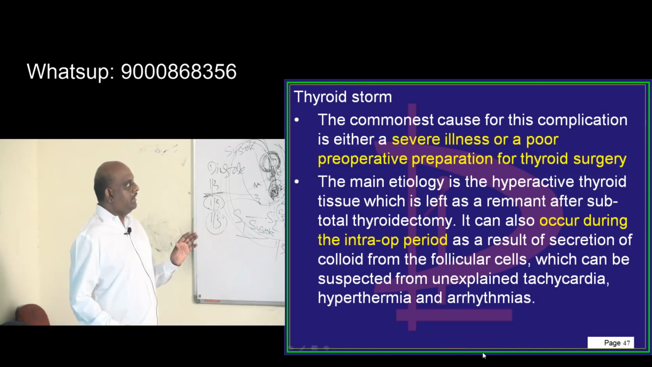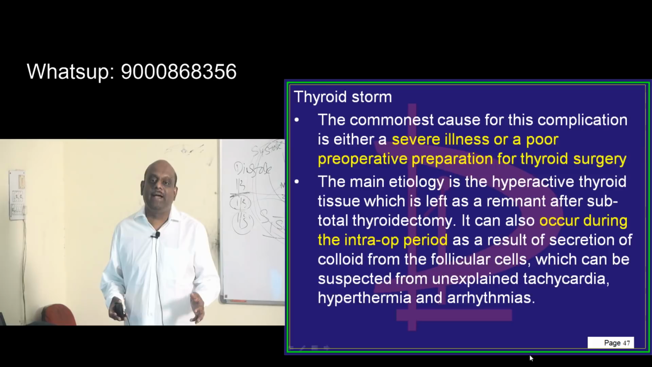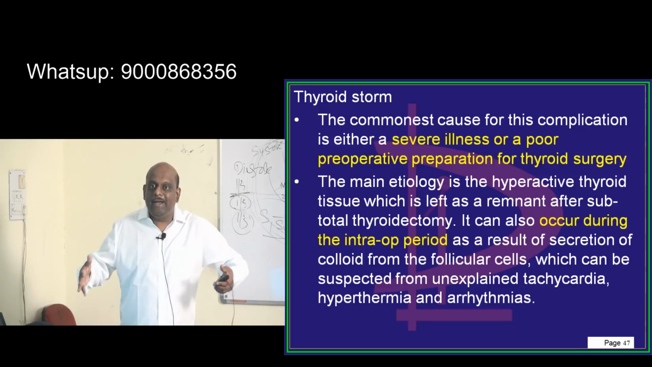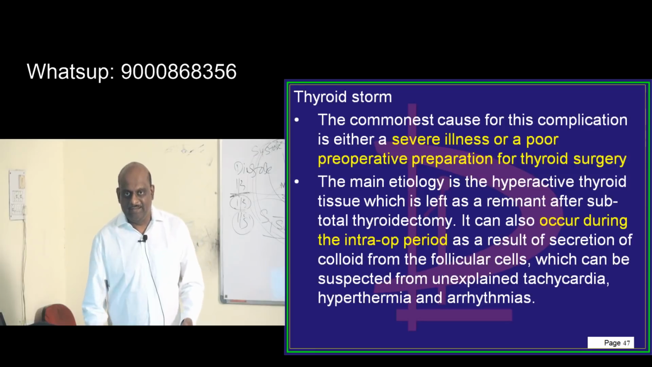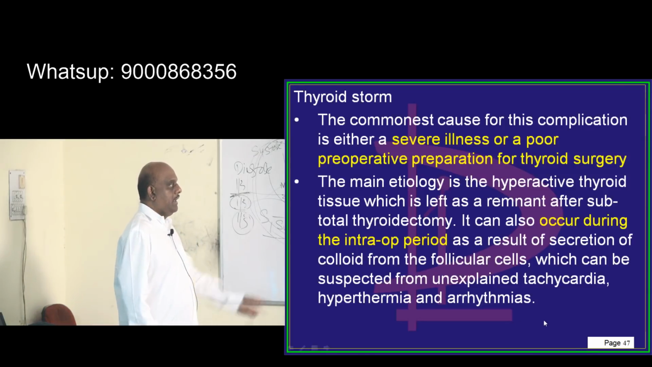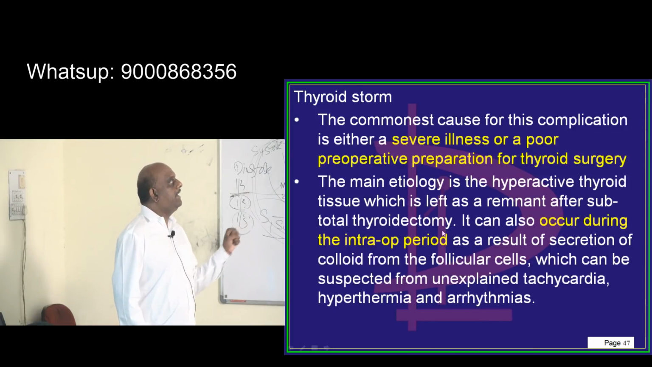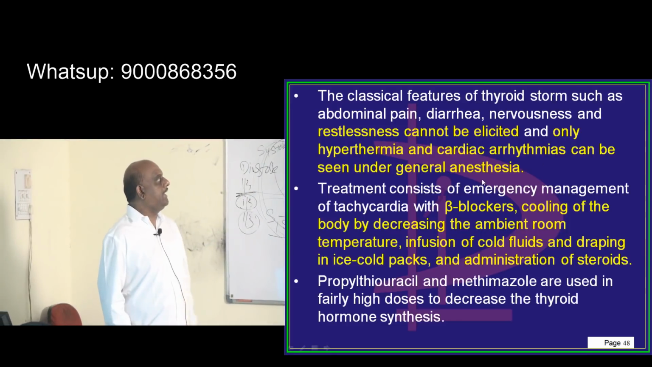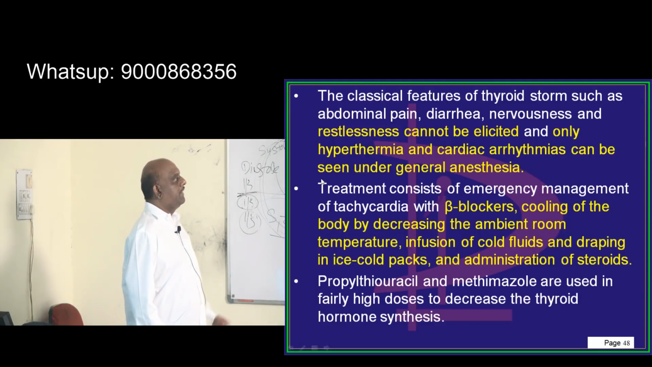Now doctor, thyrotoxicosis has a lot of symptoms, but all symptoms do not appear if a thyroid storm occurs on the operating table while you are operating on a poorly prepared case. Intraoperatively, how do you recognize it? Any unexplained tachycardia, hyperthermia or arrhythmias, only these will be the presenting features of the thyroid storm. In fact, hyperthermia and cardiac arrhythmias are the only two things that you will see under general anesthesia, is what you need to remember.